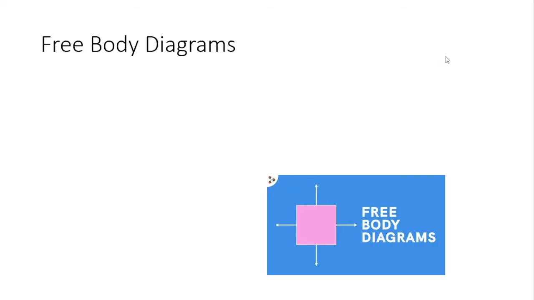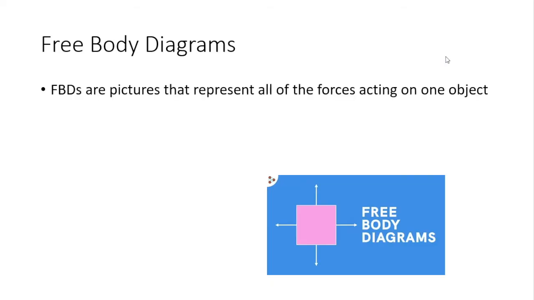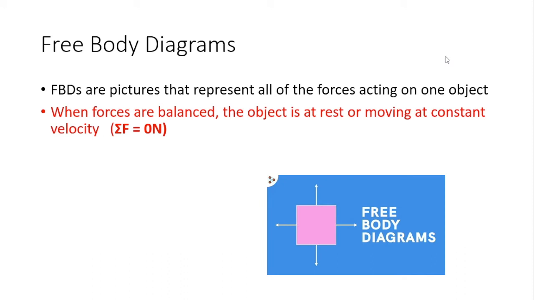Talk about free body diagrams. Free body diagrams are just pictures that represent all of the forces acting on an object. When forces are balanced, the object is either at rest or moving at a constant velocity. This is a really important concept that people always struggle with. We need to remember that balanced forces can mean two things: objects are at rest or they're moving at a constant velocity. A balanced force would mean that the net force is equal to 0 newtons.